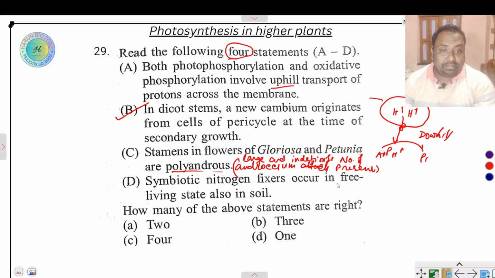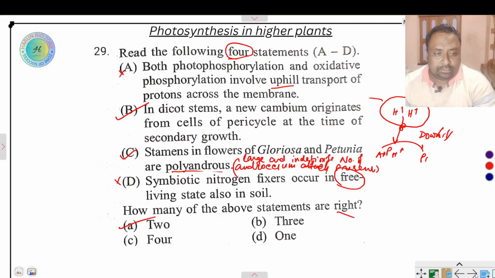Not so, because symbiotic means two organisms living together. For example, in nitrogen fixation, Rhizobium is present in the root nodule of legume plants. So here two organisms are living together. So this option is incorrect and this option is incorrect, but here C is the correct option.